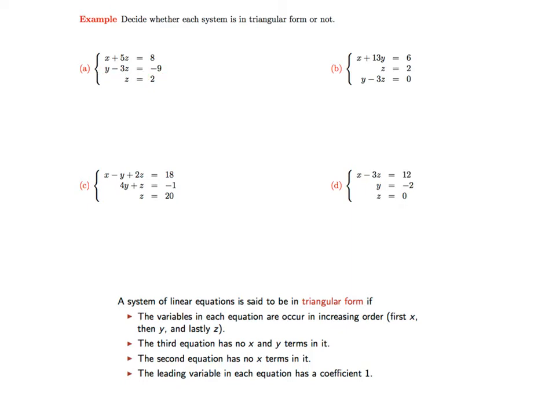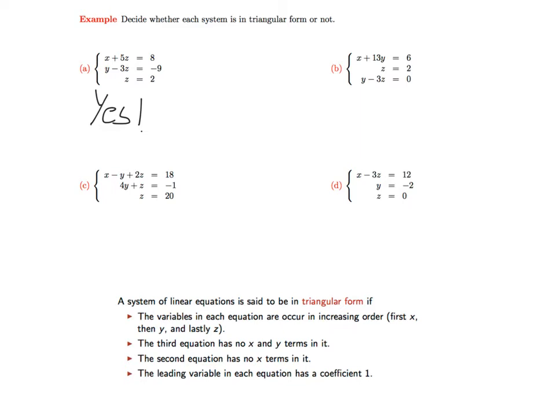And the final condition, each of the leading terms has a coefficient of 1. So there's a 1 in front of the x, a 1 in front of the y, and a 1 in front of the z. So A checks out as yes, that is in triangular form.